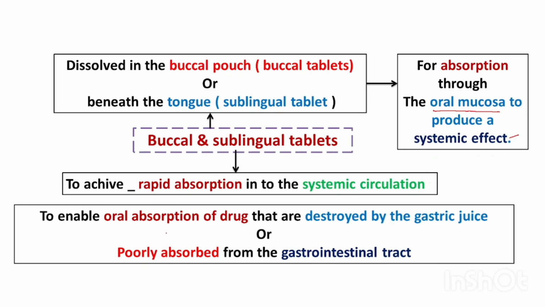To enable oral absorption of drugs that are destroyed by the gastric juice, meaning some drugs are destroyed by the gastric juice, in that case we need to formulate them as sublingual tablets. Or for drugs poorly absorbed from the gastrointestinal tract, in that case we need to make them as a buccal or sublingual tablet which will be absorbed by the oral mucosa, right?